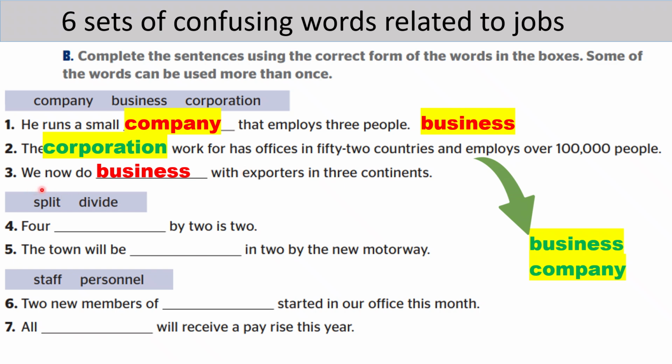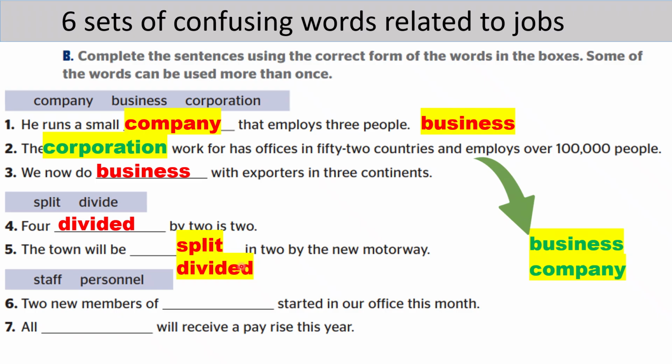After that, when you have the verb do, I use the word business. I do business. We don't say I do company or I do corporation. Okay, the next set of confusing words is split and divide. So when you have the preposition by, what do we use? Okay, we use divided. So 4 divided by 2 is 2. When I have the preposition in, I use split or divided.